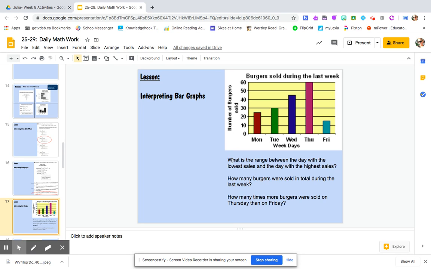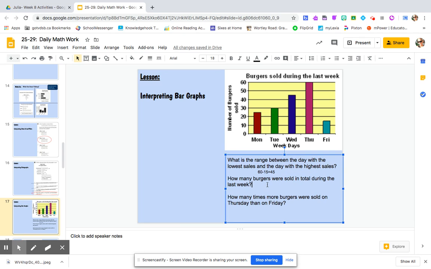So for this one, it says, what is the range between the day with the lowest and the day with the highest sales? So again, range, so difference between the two. So we would be looking at here the difference between the highest, which goes all the way up to 60, and the lowest, which was down here at 15. And we're going to do the difference between those, which is equal to 45. And I can just move that answer into here.